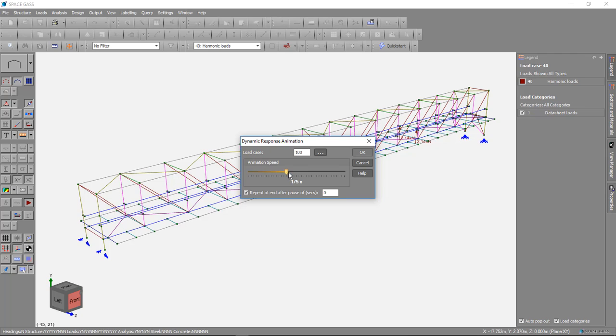The animation speed can be sped up or slowed down, and if you choose somewhere near the middle you'll get a real-time animation. You can also tick this box to get it to repeat after it's done its 10-second period, which the 10 seconds comes from what we specified in the analysis, and if you put a value in here then it will pause for a number of seconds before it repeats.